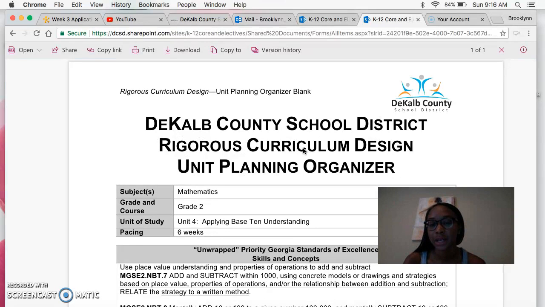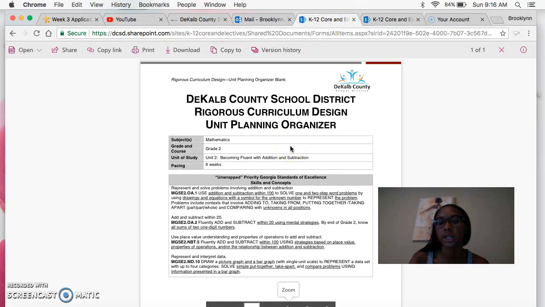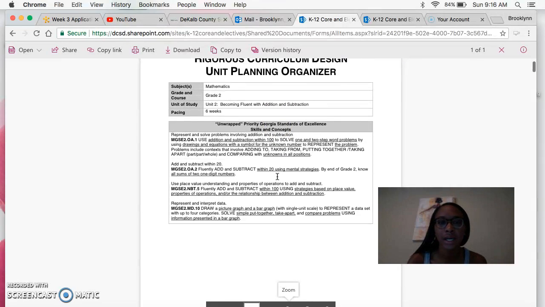applying base 10 understanding. A lot of my colleagues and I were a bit confused about unit 4 and unit 2. We kind of thought they were the same. Some of my colleagues thought that we should have been teaching regrouping during unit 2, and some said no, you teach it during unit 4. So it was just a lot of misunderstanding.